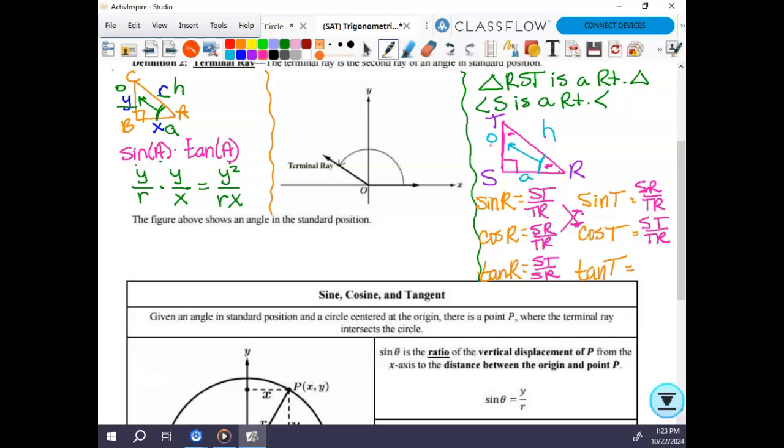Then for tangent, tangent of R is opposite over adjacent. So basically the tangent of this angle is equal to the cotangent of this angle. Didn't ask me for cotangent, but they're just reciprocals. So instead of opposite over adjacent, it would be adjacent over opposite, which would be SR over ST. Okay, so just wanted to remind you, you could also name it with side lengths like that, because I did see a few that were similar to that.